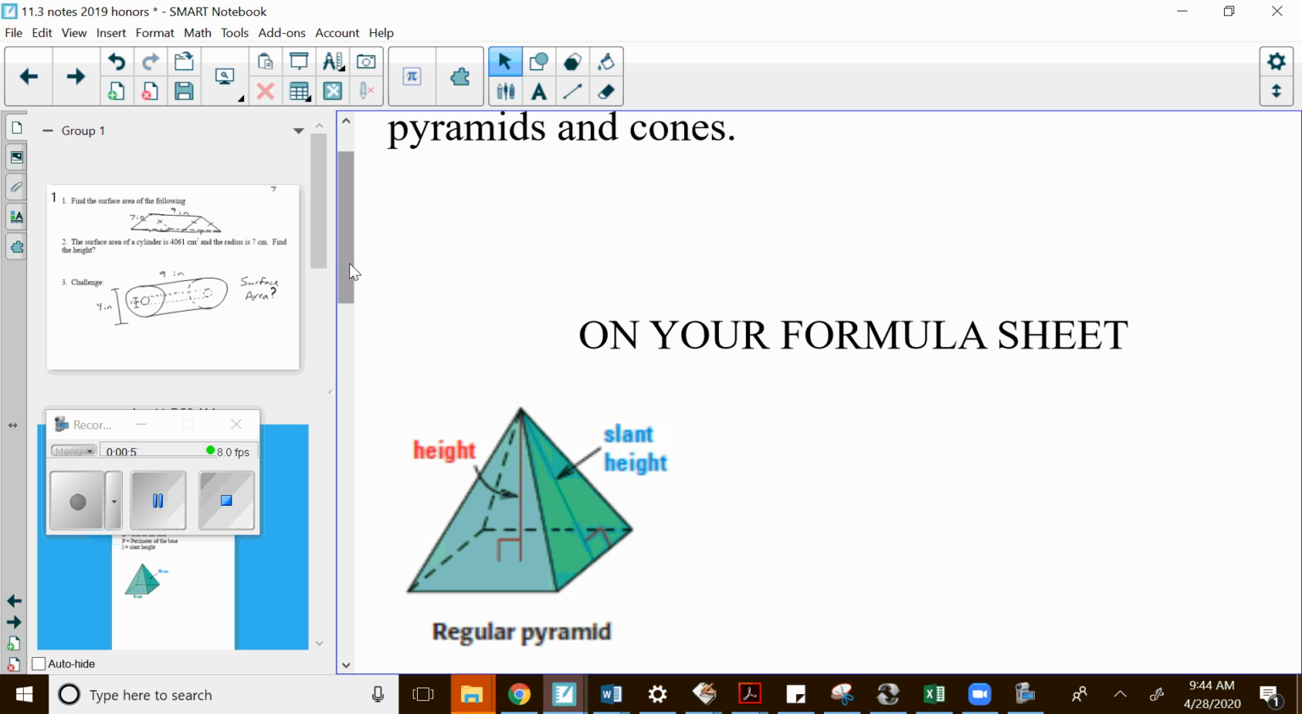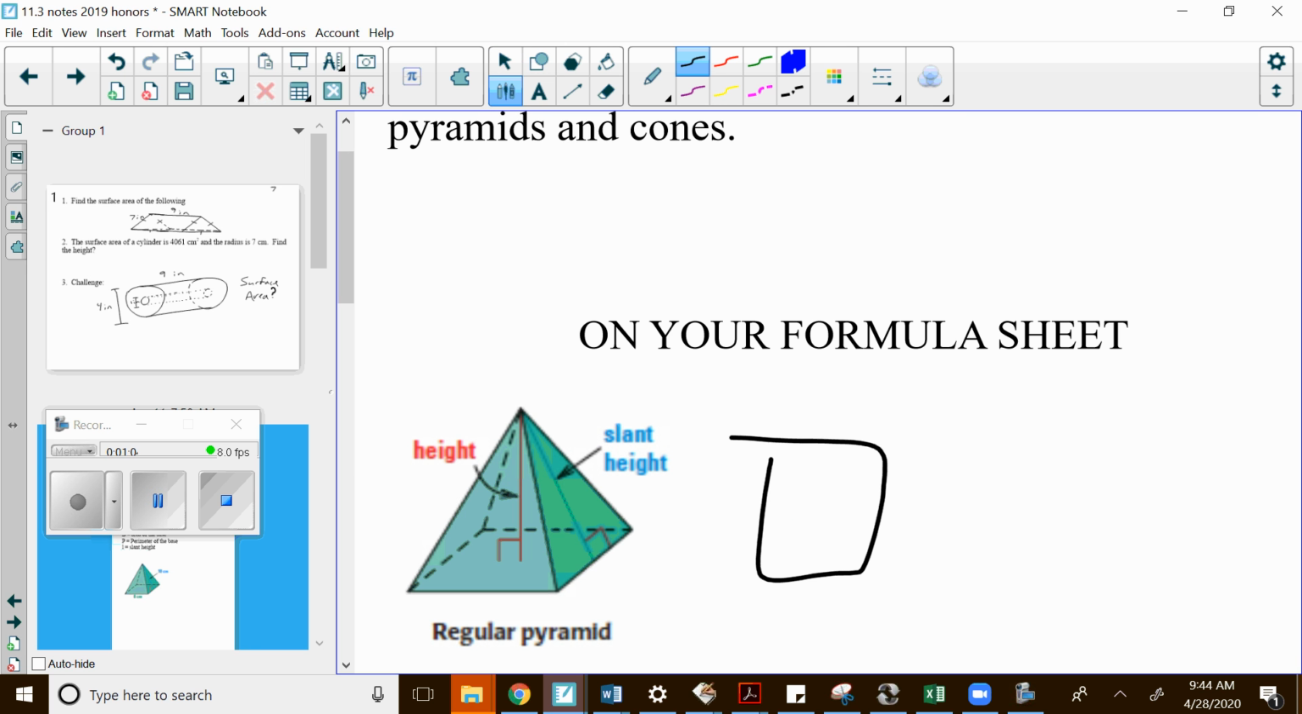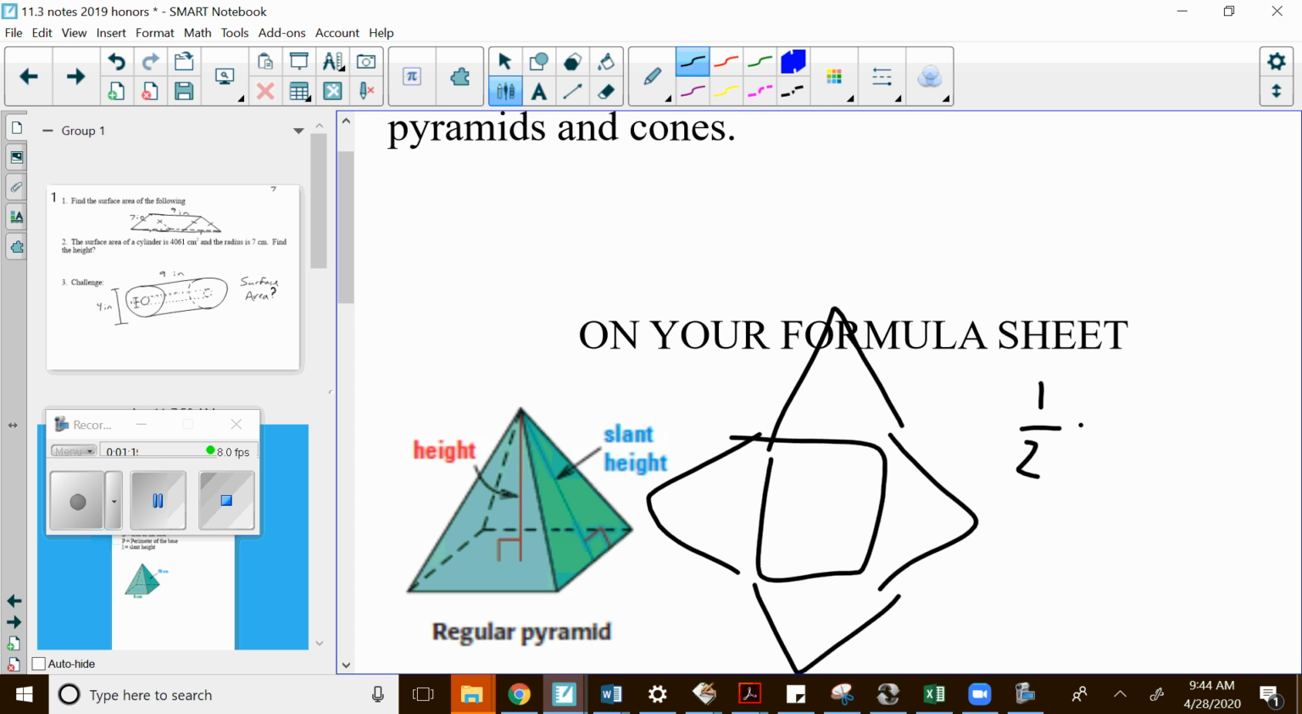If you were to break this into a net, we would have a base, and then you'd have triangle, triangle, triangle, triangle. The area of each of these triangles is 1/2 base times height. But actually the height of these triangles becomes what we call the slant height of a pyramid. It's the height of one of these triangles if it were flattened out and laid on the ground.